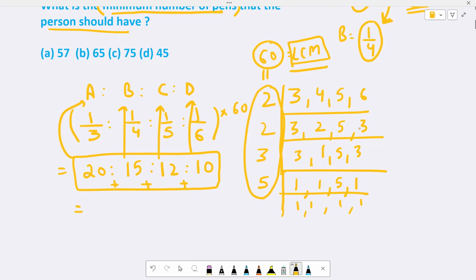That is, if A is getting 20 then B will get 15, right? So these are the particular ratios that I mentioned here, and when we add these quantities, we will get 57. So 57 will be the answer to this particular question.